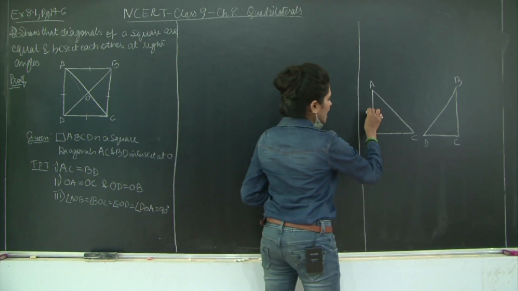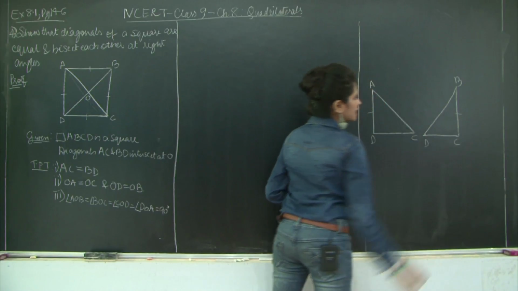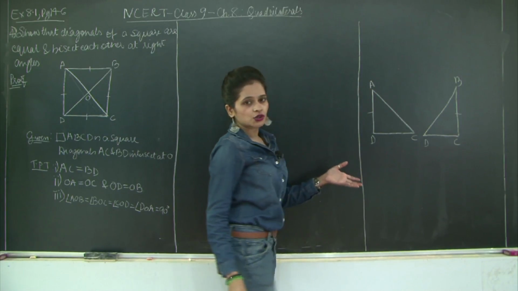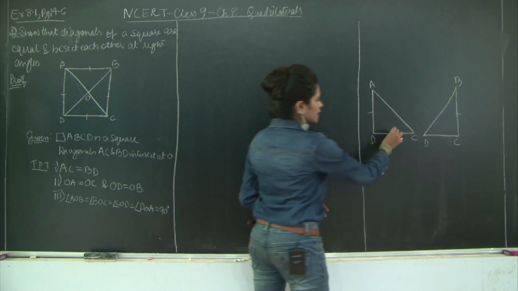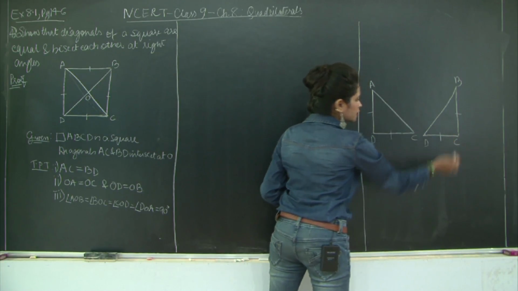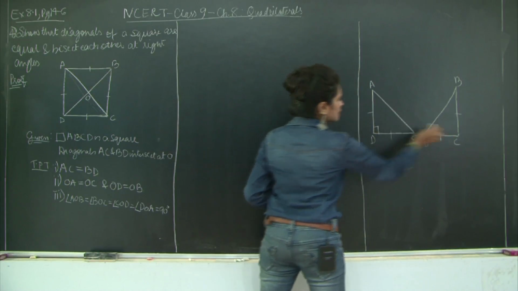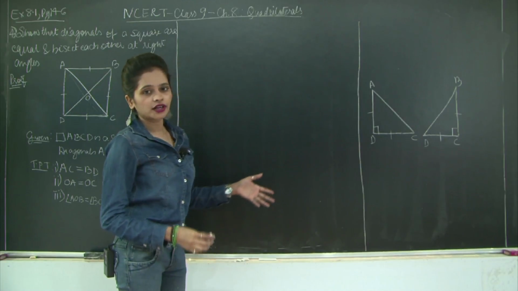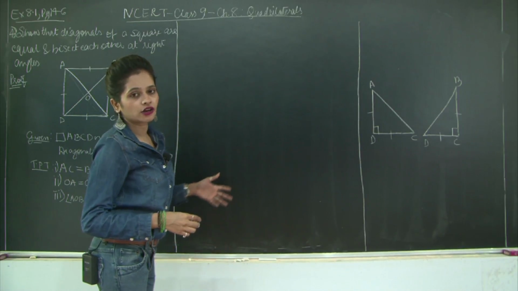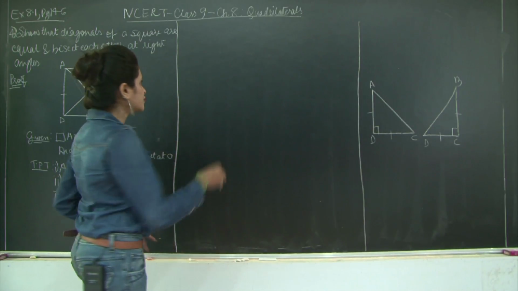So first of all, I have AD is equal to BC because they are the sides of the square, and you know that in a square all the sides are equal. This is the common side and each angle is 90 degrees. Why? Because each angle of a square is 90 degrees. So let's prove this first.